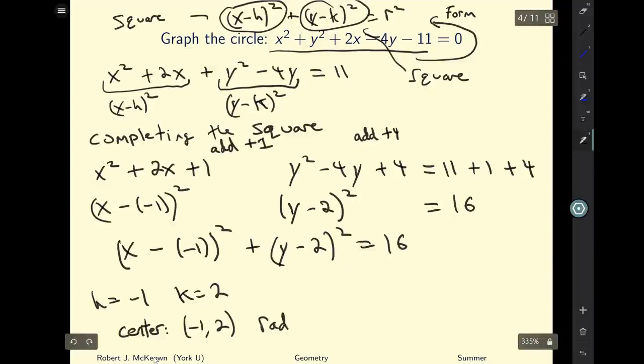What's the radius? Well, it's equal to the square root of 16, which is 4. So I'm capable now of graphing this circle. I know what its center coordinate is, and I know what its radius is. And those are the two things that Alex is going to ask us for. So let's go over to Alex.